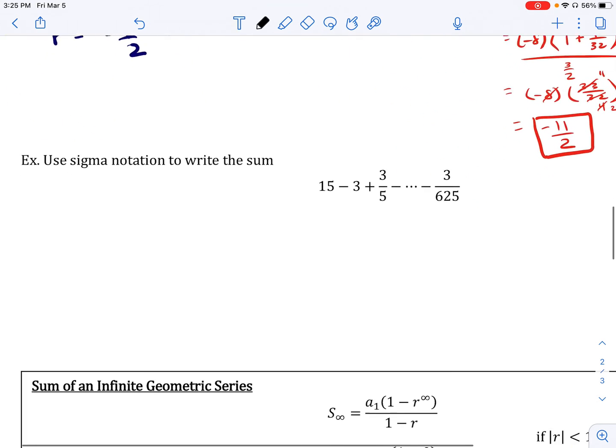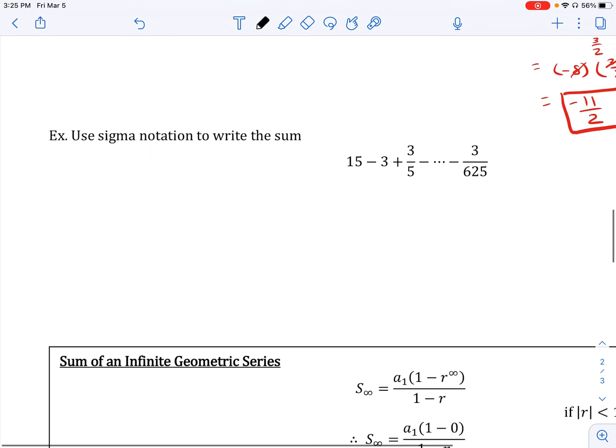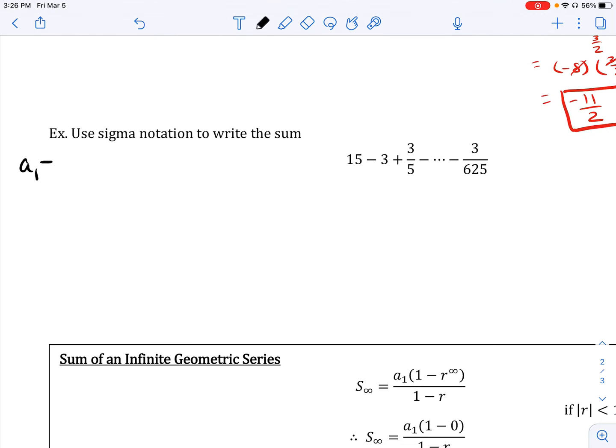Well, if you had a chance to work through it, we can establish a couple things. First off, a sub 1 is equal to 15. Our common ratio is our second term divided by first term, so negative 3 over 15, which is just negative 1/5. What eludes us right now at first glance is what order number is this? What term is negative 3 over 625?